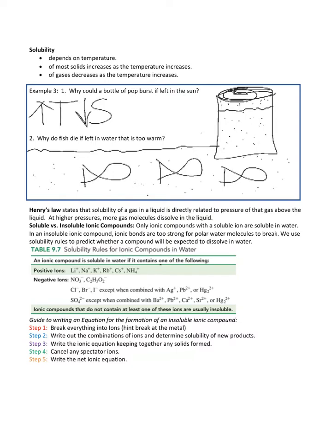Fish have little gills, and as they swim, the water runs across their gills and they extract the oxygen gas from the water. If the water gets too warm, the solubility of the oxygen gas decreases and the oxygen gas leaves the water and heads out into the atmosphere. If enough of the oxygen gas leaves the water, then the fish can't get enough oxygen to breathe and they die. So that is why fish die if left in water that's too warm.